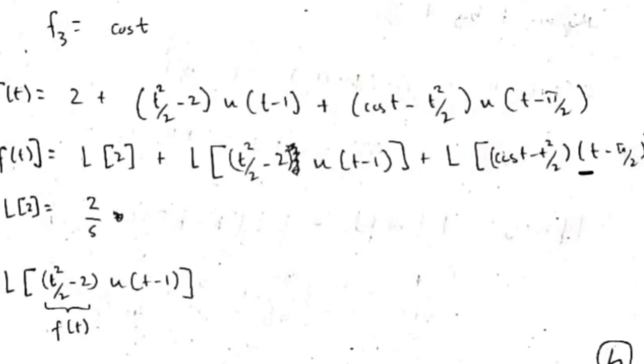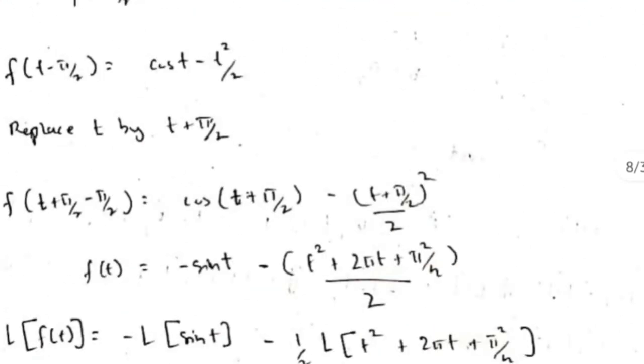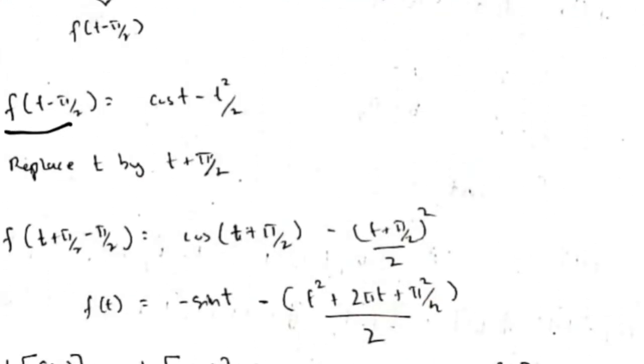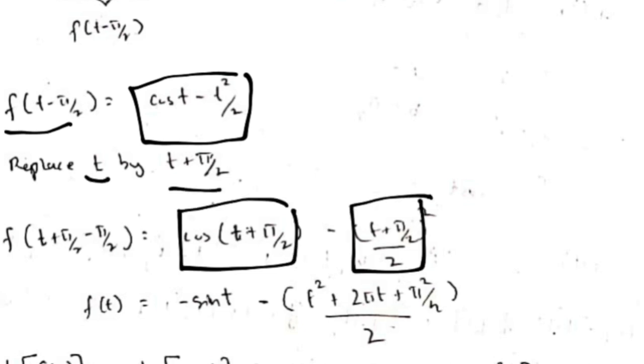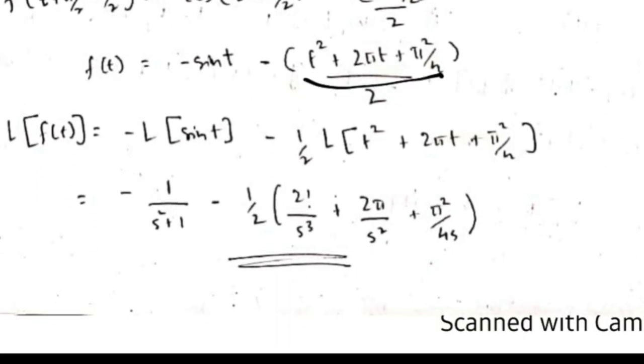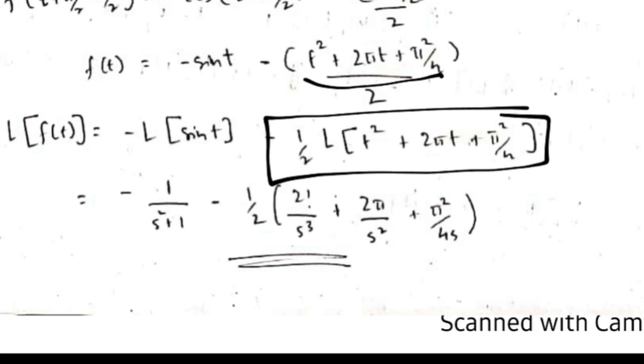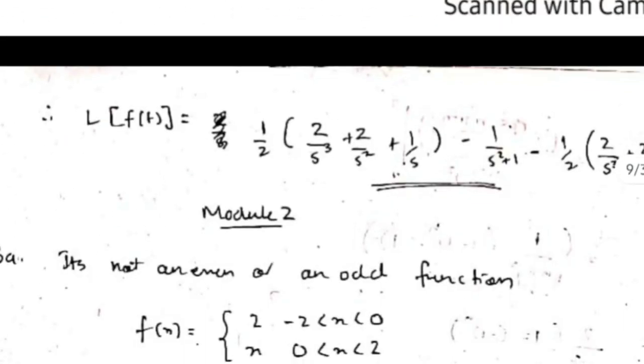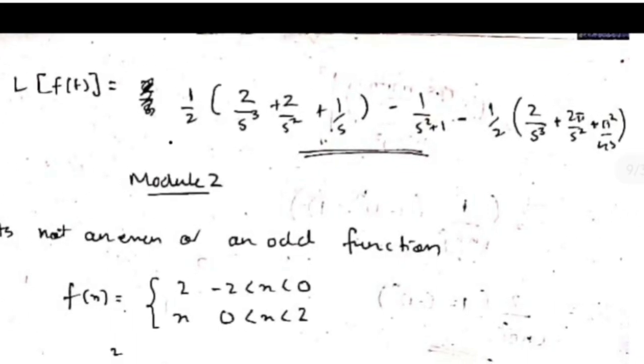We have t minus pi by 2 here, so this will be f of t minus pi by 2. F of t minus pi by 2 will be cos t minus t square by 2. Now replace t by t plus pi by 2, and then we'll expand it and find the Laplace transform of each of these separately. Now after finding all of the three terms, we will just add it up to get the final answer.